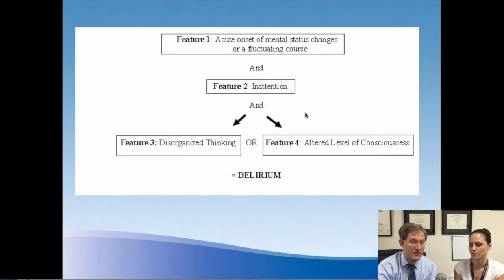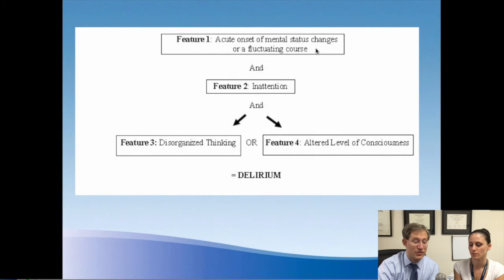And then in the next couple of slides, we'll go into more detail. So feature 1 is acute onset of mental status changes or a fluctuating course in mental status, and inattention. And Dina's going to go over more detail later about exactly how to make an assessment of inattention in your critically ill patient. And then you need to have either evidence of disorganized thinking or that your current level of consciousness is abnormal.